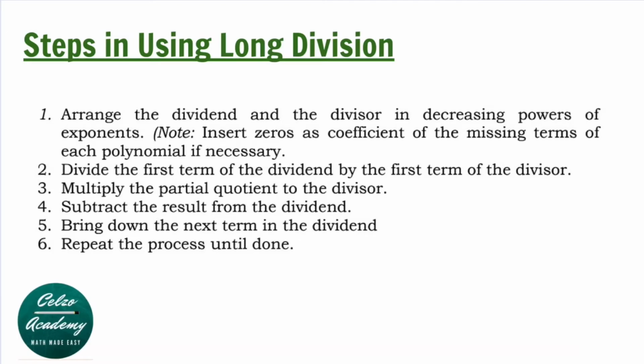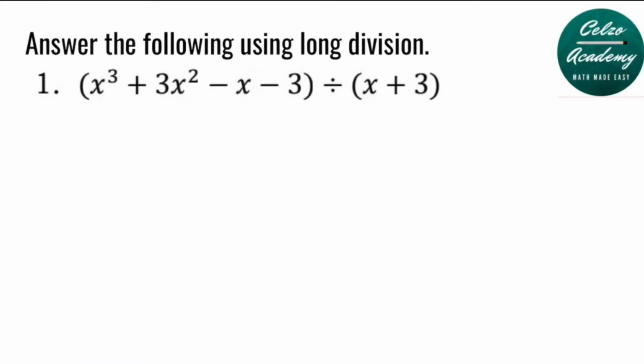Number 2. Divide the first term of the dividend by the first term of the divisor. 3. Multiply the partial quotient to the divisor. 4. Subtract the result from the dividend. 5. Bring down the next term in the dividend. And repeat the process until done.